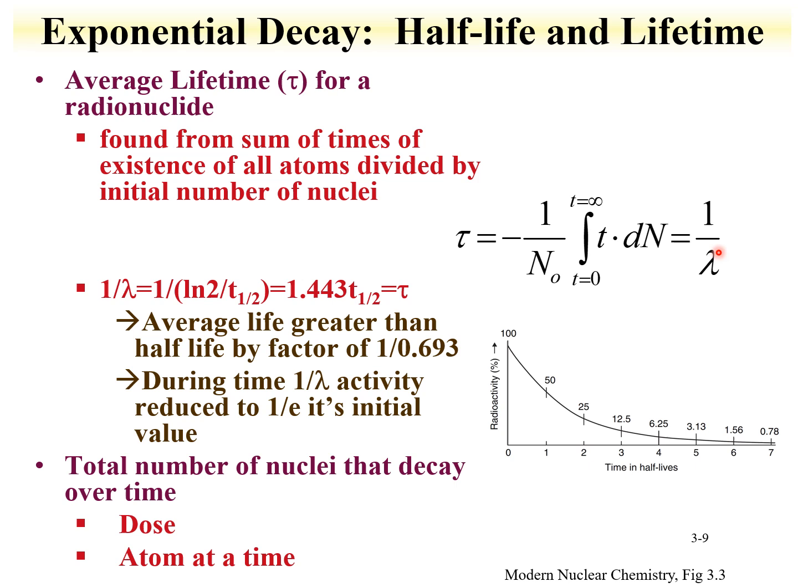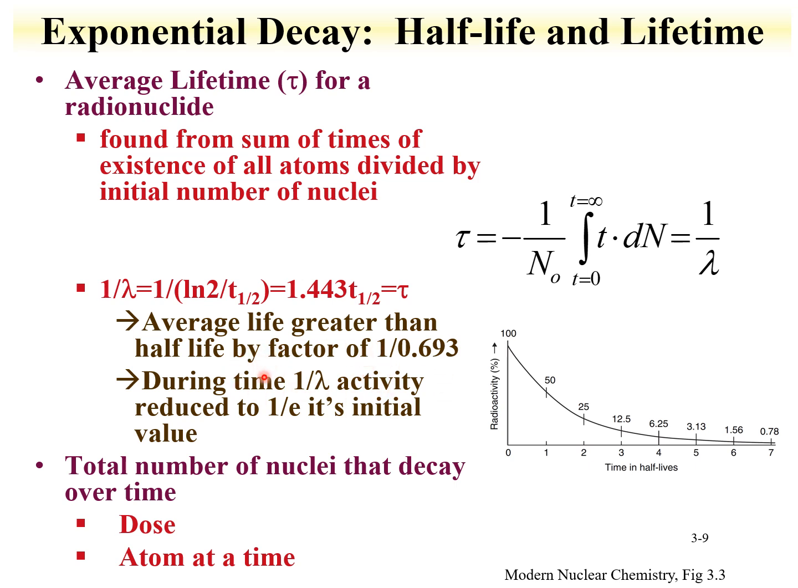And I can expand on this. It turns out to be 1 over the decay constant. 1 over the decay constant is equal to 1 over log 2 divided by the half-life. And it turns out that the average isotope has a lifetime on the order of 1.4 times the half-life. So the average lifetime is greater than the half-life by this factor, and during that time of initial activity, it's reduced to 1 over e of its initial activity.